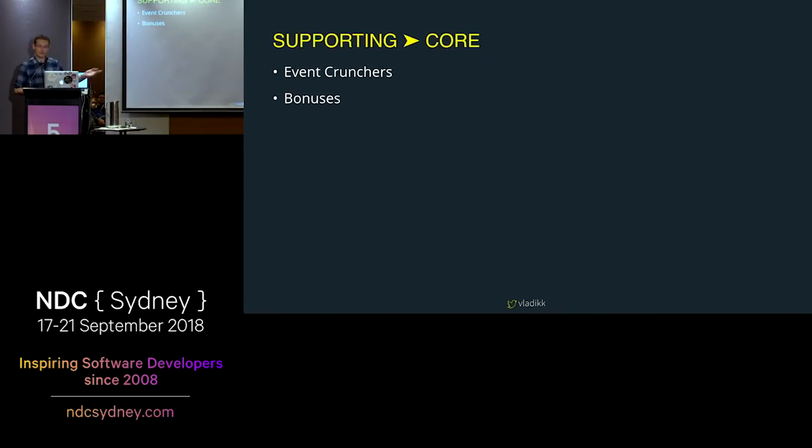For example, event crunchers and bonuses. Both started as supporting domains, but once we discovered ways of making money out of these processes, they became our core business domains.